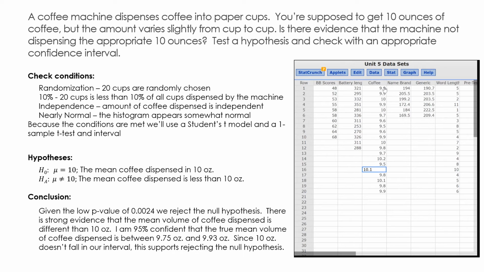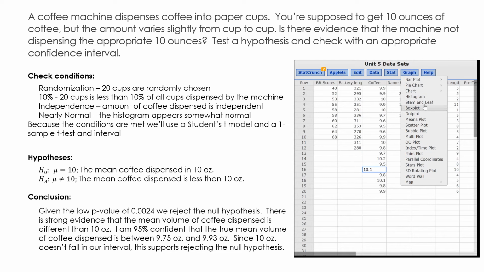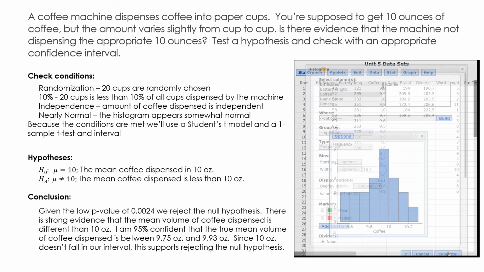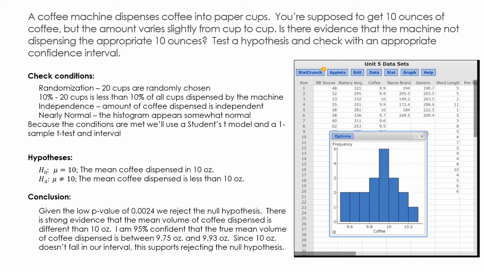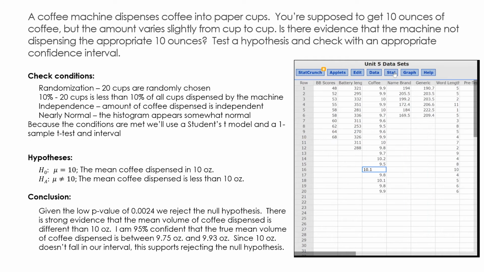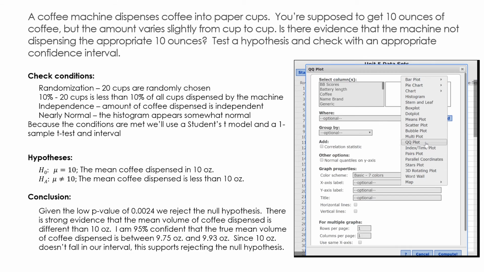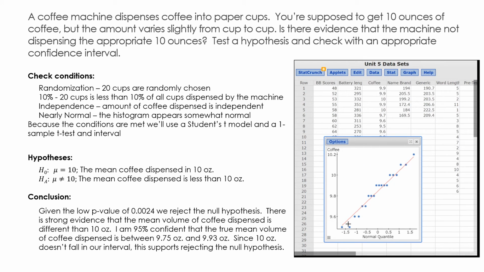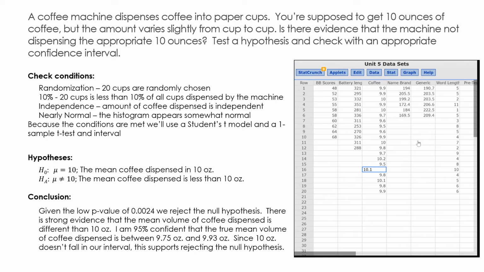Again, if I had to do the nearly normal condition because I didn't show that on your slide, I would go to graph and either histogram for coffee, and that looks fairly unimodal and symmetric. If I was concerned about that, I would go to graph and QQ plot for coffee, and I would get something that looks okay. See how it follows the pattern of the red line. So I feel okay about it being nearly normal.